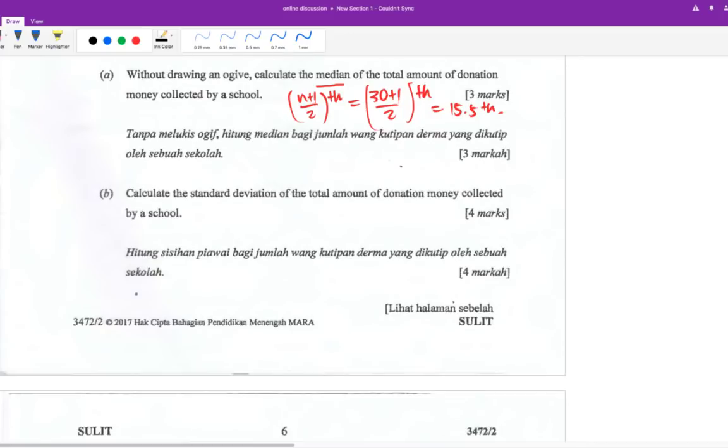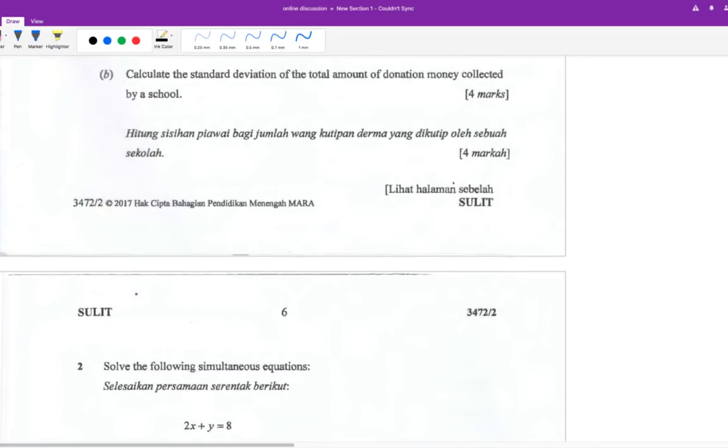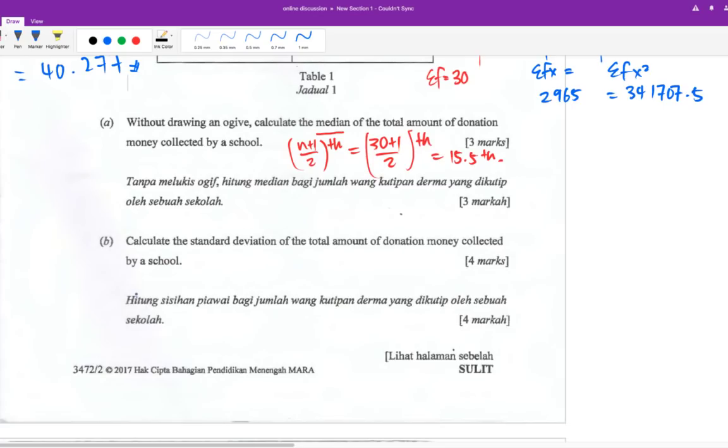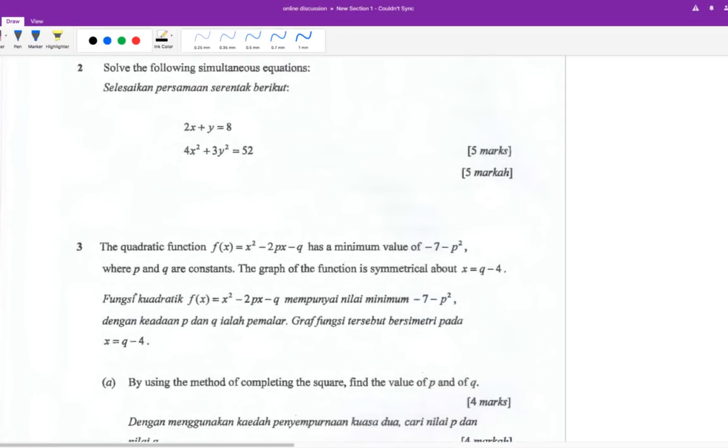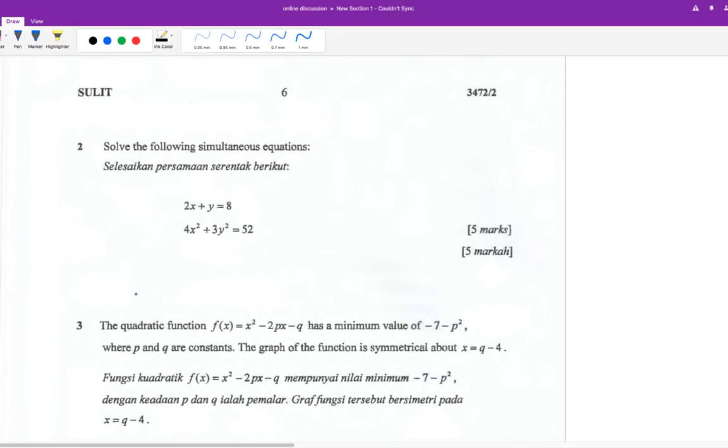So let's move on to the next one. This one: solve the following simultaneous equation. It's very easy. Someone asked if there are tips to identify the correct answer for standard deviation.